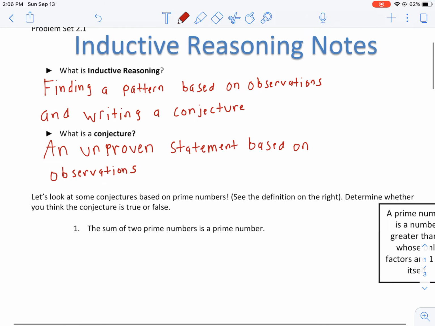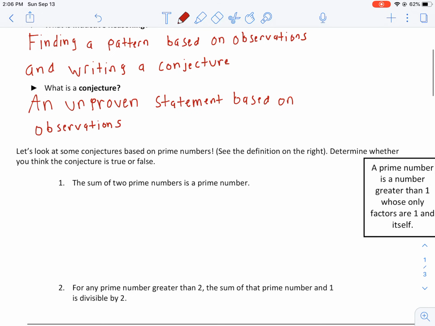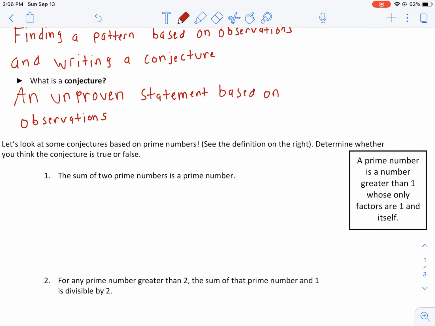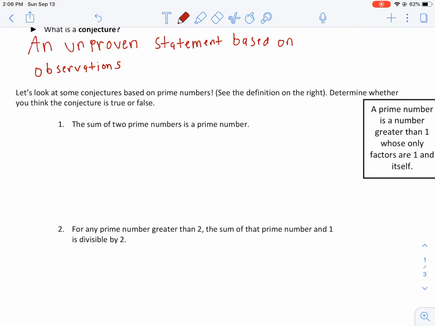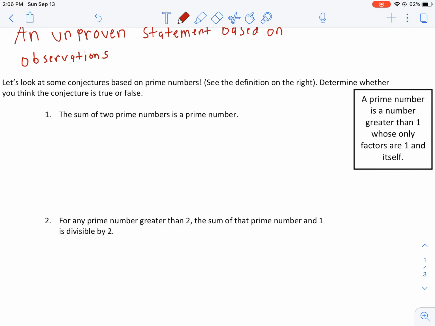So we're going to look at some conjectures based on prime numbers, okay? And if you look at this box over here, a prime number is a number greater than 1 whose only factors are 1 and itself. So no numbers can divide into it evenly. So I want you guys to determine whether you think the conjectures here are true or false. So I want you guys to pause this video, all right, and read these two conjectures. The first one says the sum of two prime numbers is a prime number.